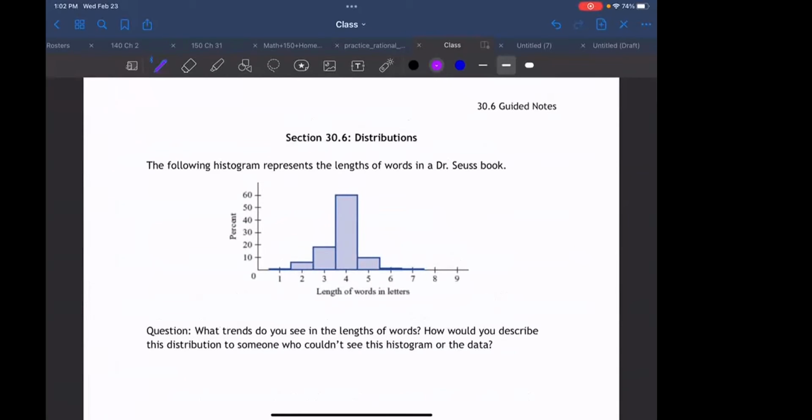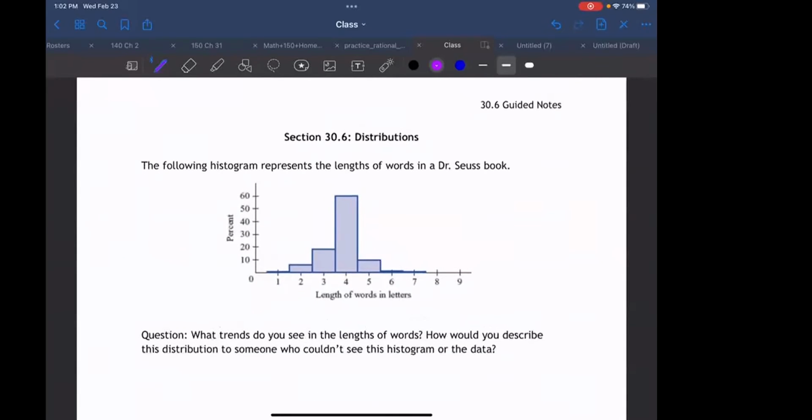So 30.6, we're going to start talking about distributions, okay? So I guess first we have to talk about what a distribution is. Pretty simple to go through what it is. So before we even define what a distribution is, let's look at this histogram. This histogram represents the lengths of words in the Snapcases book. We can see there's a lot of words of length 4, and then a little bit of length 7. If you go out this way, there's 3 and 2 and 1.